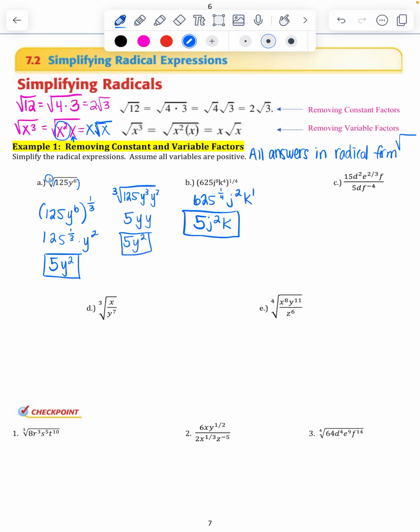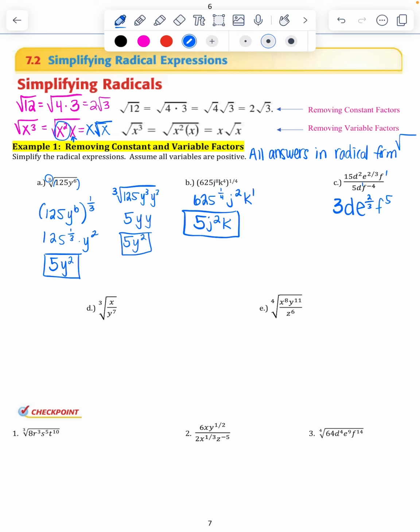First thing is, let's simplify the coefficients. 15 divided by 5, that's just 3. Now for the d to the second over d to the first, I'm going to use the quotient rule. 2 minus 1 is 1, so this is going to be 3d. And then we've got e to the 2/3, which there is nothing to combine with. And then using the quotient rule for the f to the first divided by f to the -4th, you would do 1 minus -4. 1 minus -4 is 1 plus 4, which is 5. So this is the answer that we would get.